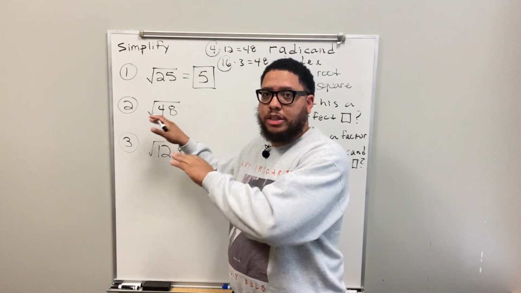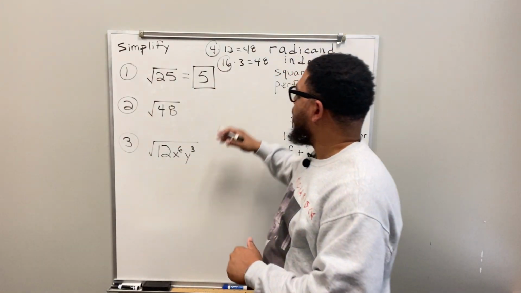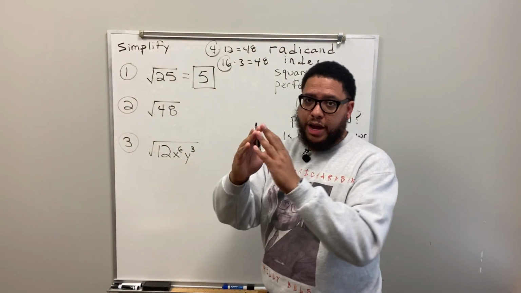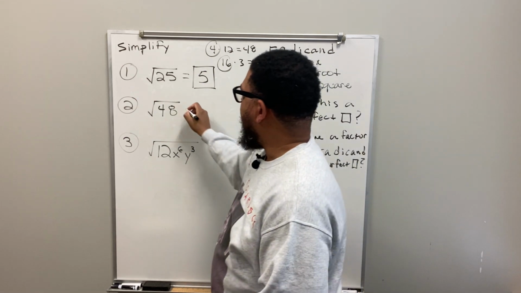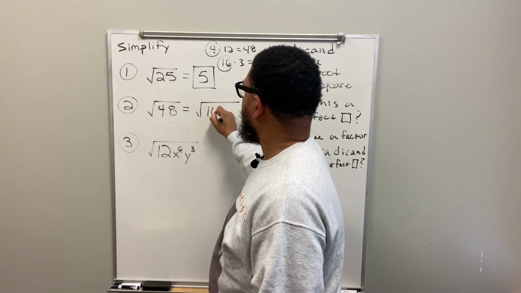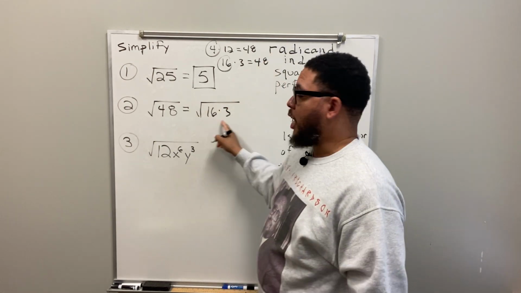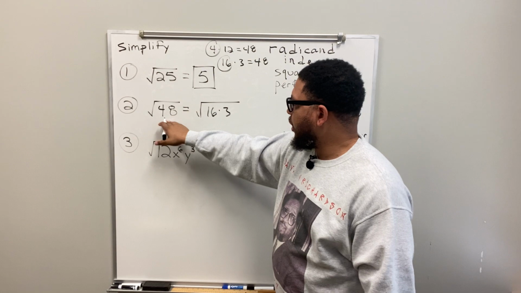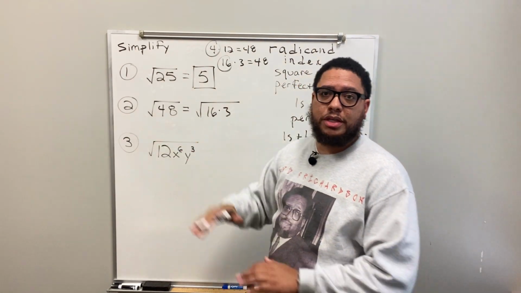So we can simplify this in a certain kind of way. Now, since I know that 48 can be factored into 16 times 3, I'm going to rewrite this with the radical sign, and it becomes the square root of 16 times 3. Notice how this is equivalent to this. 48 is 16 times 3. They are the same thing.